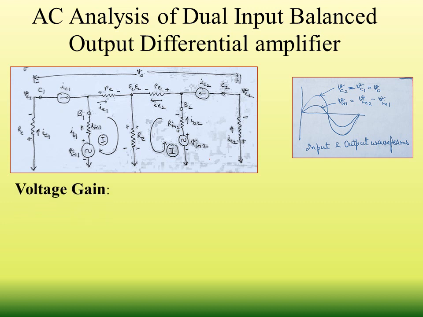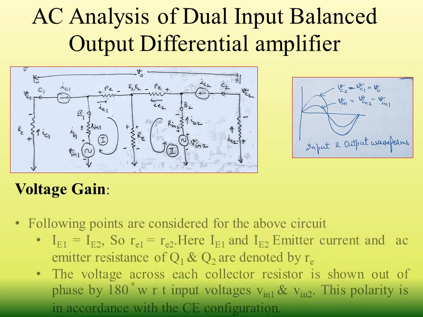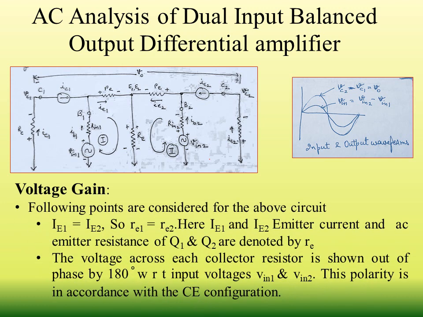Now first of all, by the AC analysis we were saying that we can calculate the voltage gain. So we will calculate the voltage gain. For this we will have to consider the following points. IE1 is considered equal to IE2, so that the two AC emitter resistances of transistors Q1 and Q2 are the same, and thus they are denoted as shown in the figure by RE.